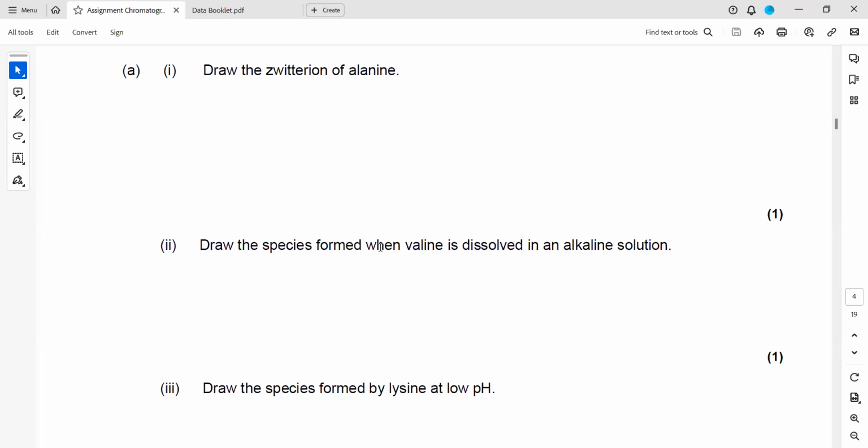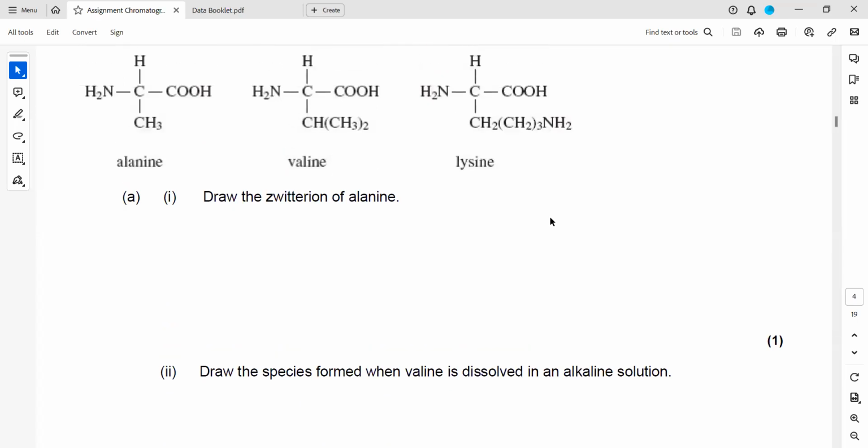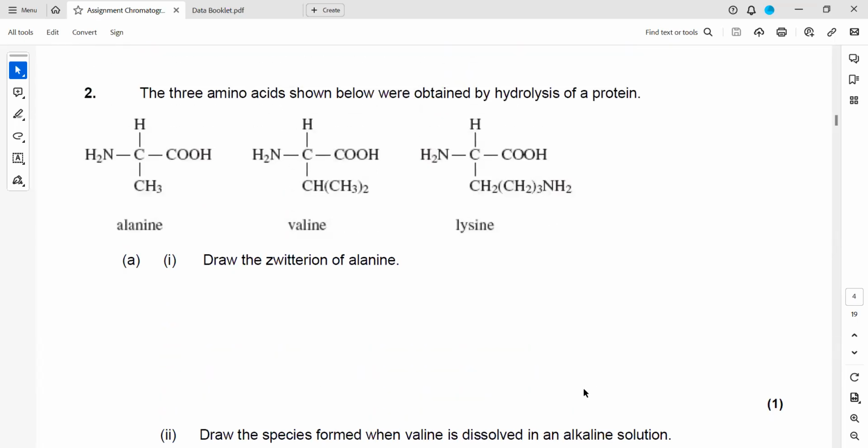So, a species formed when valine is dissolved in alkaline solution. Look, when it dissolves in alkaline solution, what will happen? Alkaline solution will have more OH ions. So that OH ion will react, because acid will react with the alkali. So the part which is acid will react with an alkali. So as a result, what will happen? There will be a reaction. So this part only will lose its proton during a reaction.